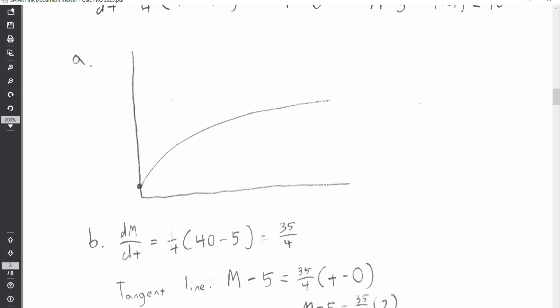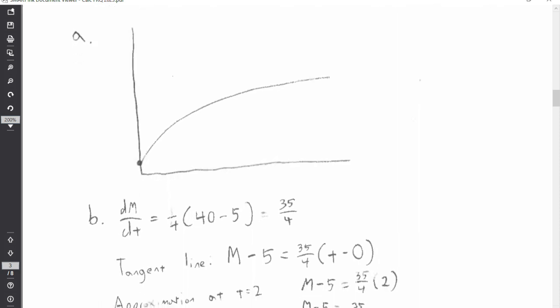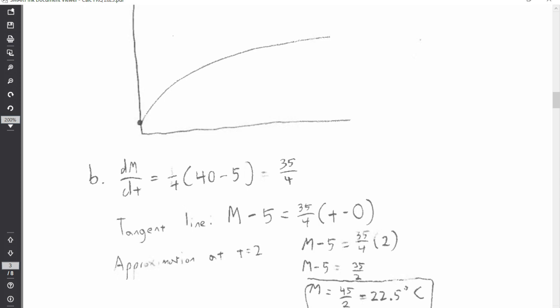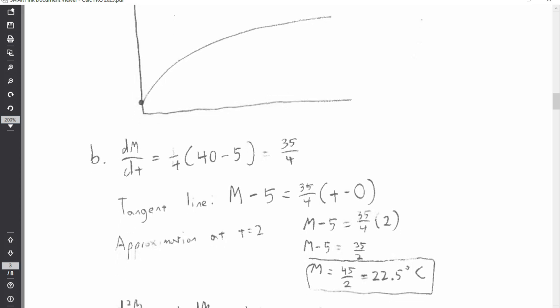So to approximate, use the tangent line. Let's plug in 2 for t and solve for m. We find that m is 45 over 2, or 22.5 degrees Celsius at that point. So once again, to recap, the slope of the tangent line is determined by the derivative. So we're plugging into the derivative and using that as the slope of my tangent line. And then plug in 2 for t for the approximation they're asking for.